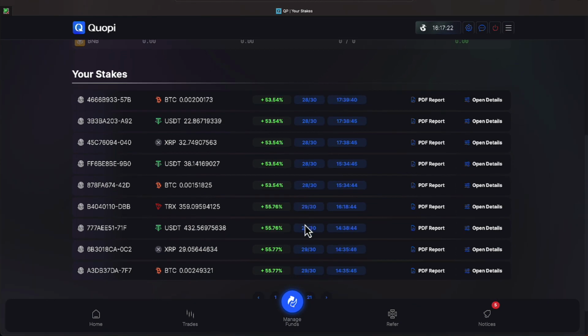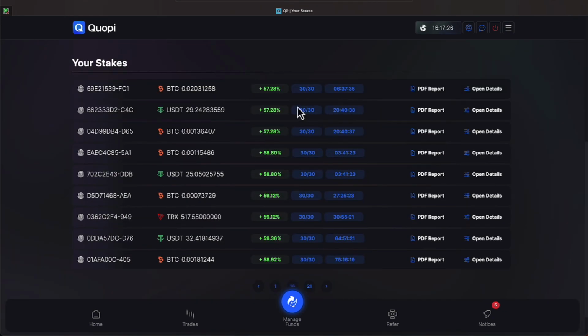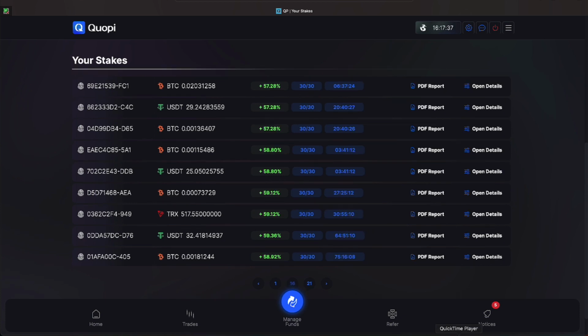On 30 days, let's find our first 30s. On our first 30 here, we have a 57.28%. And there are some other 30s that have expired, everyone. We're staying in the high 50s. Love to get the low 60s, but that's how things go.